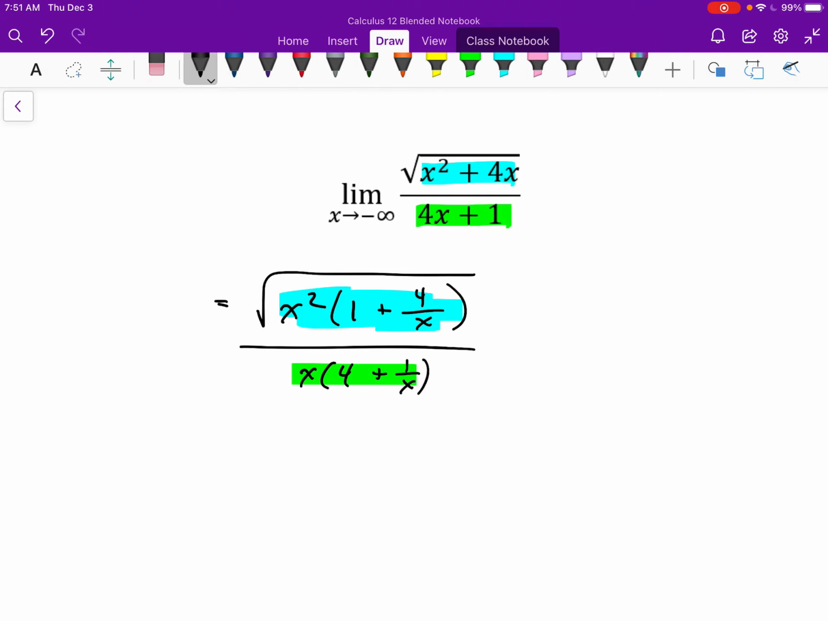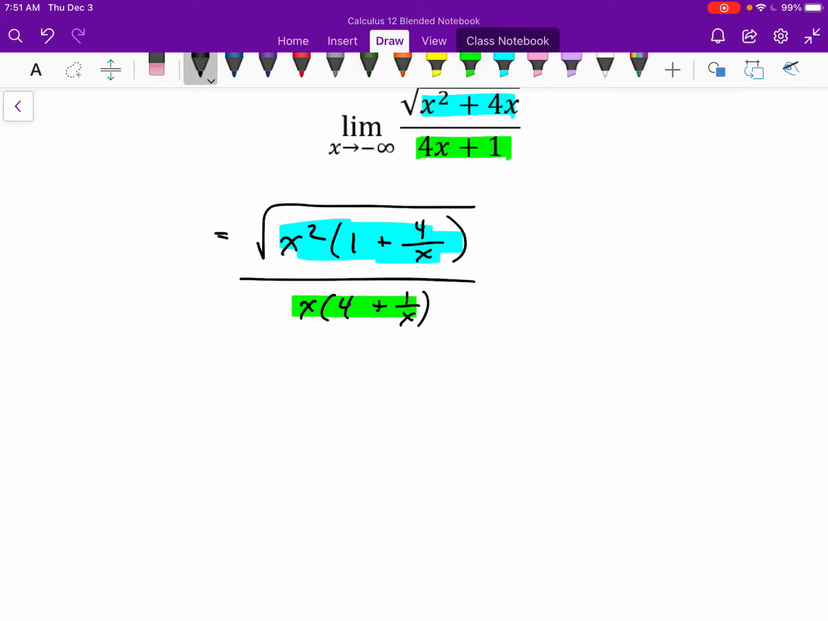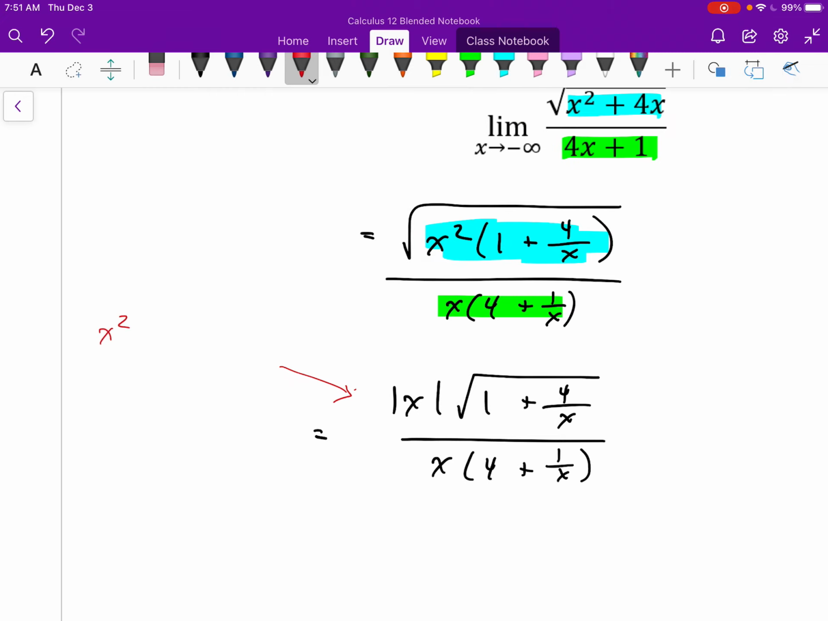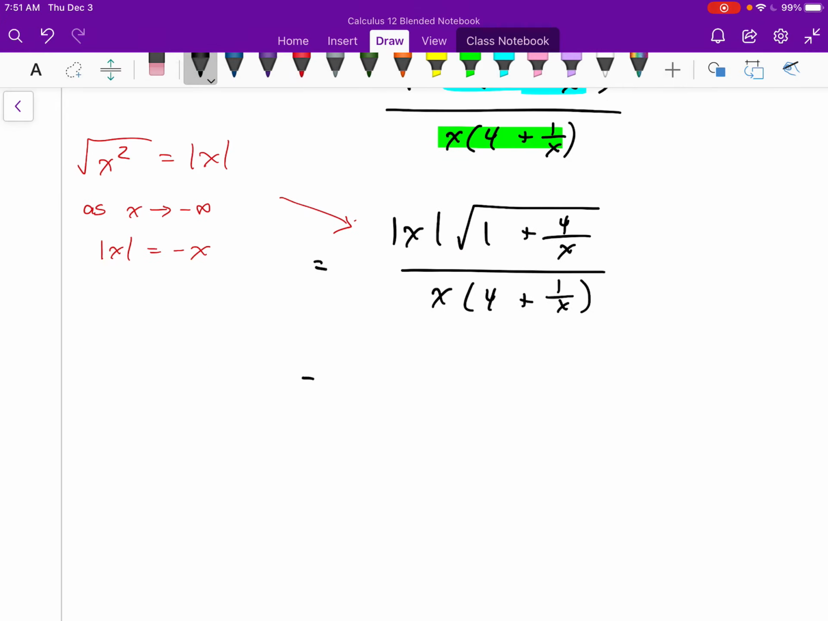Like before, I have the square root of x squared, which is really the same as the absolute value of x. But I'm going to change that in a moment. So this is true again: x squared square rooted equals the absolute value of x. But in this case, as x approaches negative infinity, the absolute value of x is the same as negative x. Exact same idea we saw before. So maybe I'll just leave it like that, and I'll write out the next step, negative x.